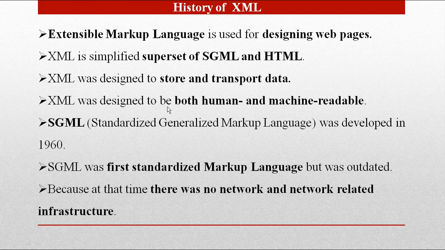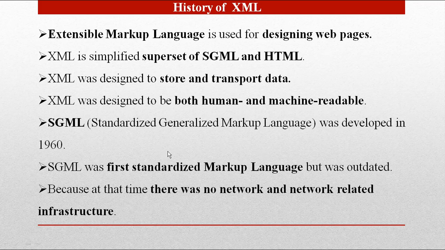XML was designed to be both human and machine readable. It is also a very important feature of XML, that it is understood by humans. It is human readable as well as machine readable. And HTML was derived from a very old language, SGML, the standard generalized markup language. SGML means standardized generalized markup language, and it was developed in 1960.